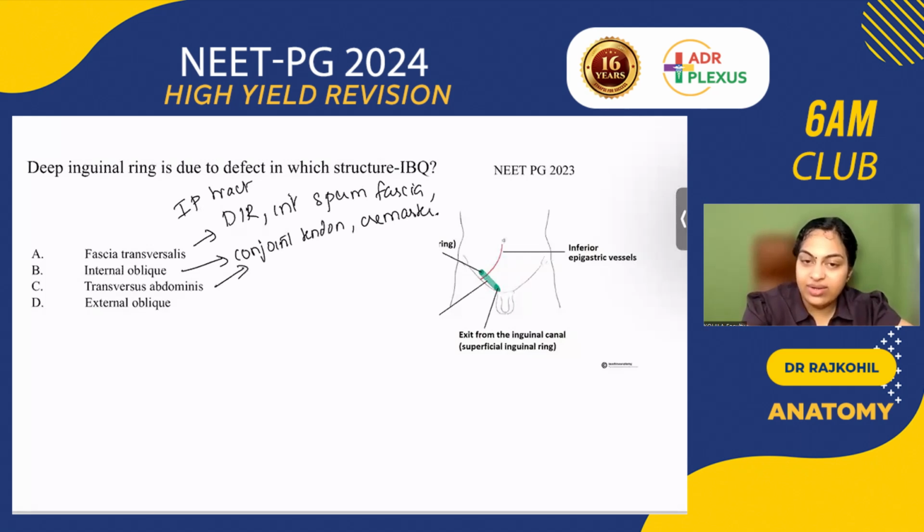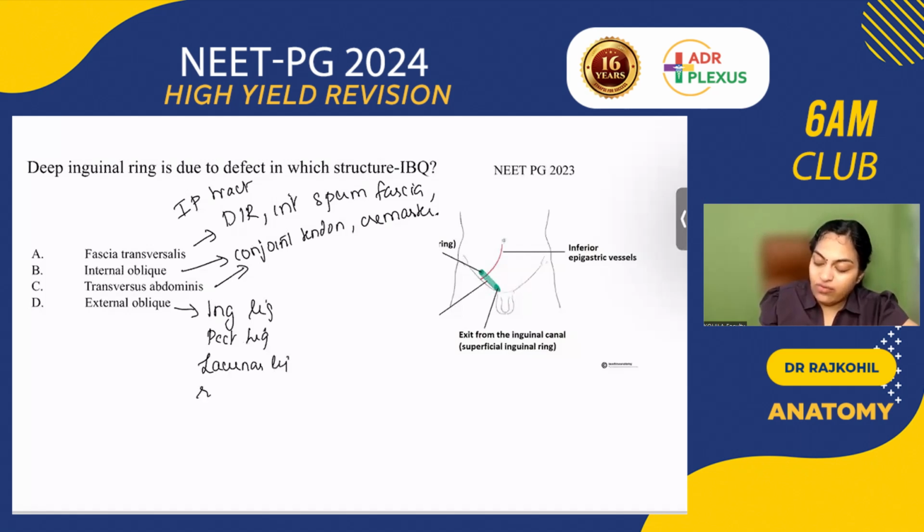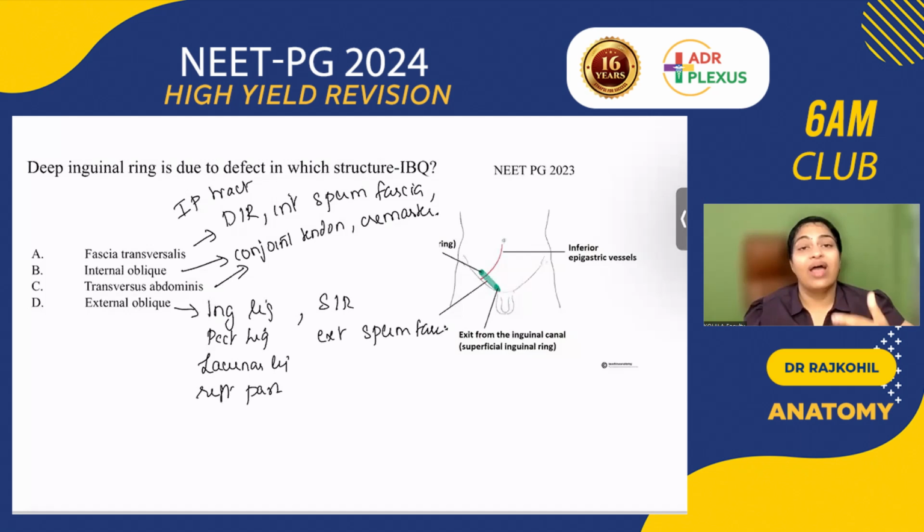Okay, and external oblique, many number of things. The inguinal ligament, its modification, the pectineal ligament of Cooper, the lacunar ligament, the reflected part of the inguinal ligament. It can all be image-based questions, okay? And the superficial inguinal ring, from the margins of the superficial inguinal ring, external spermatic fascia. Of course, I am not discussing the relation to inguinal canal and rectus sheath.